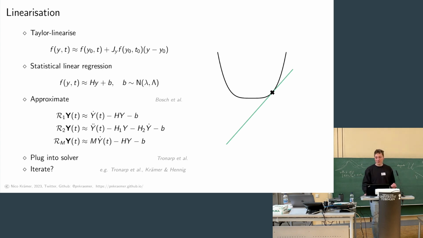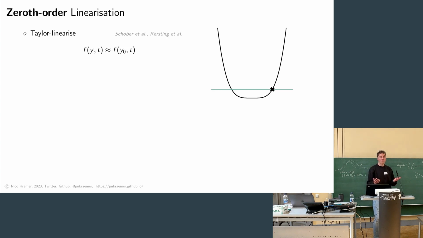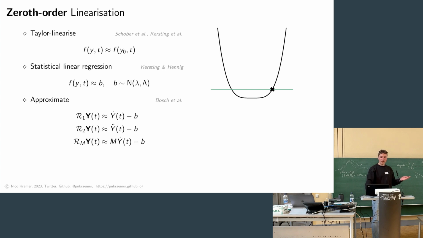But now we're moving to something that is a little bit unorthodox, maybe, from the perspective of a filter, which is we can also do 0th order linearization. And that might sound like a completely ridiculous idea. So we have a function and we approximate it with a constant, both with a Taylor series or statistically, which then gives us this very simple observation model. So we have the constraint y dot minus b or y dot dot and so on. So we always have some constant approximation.